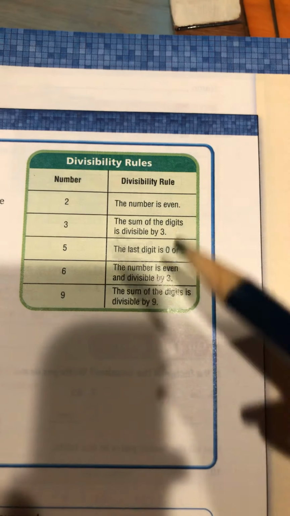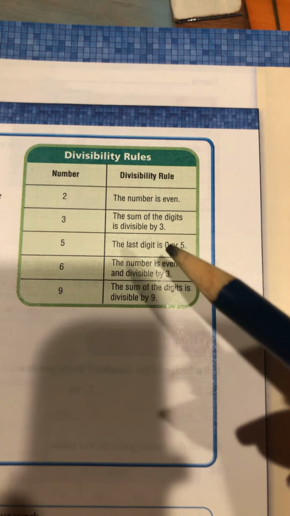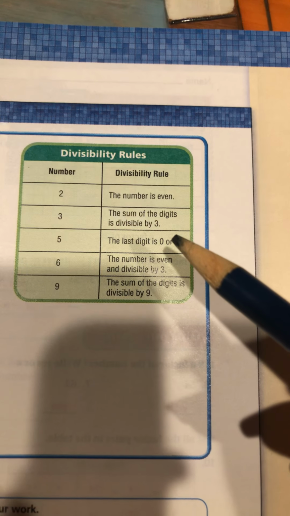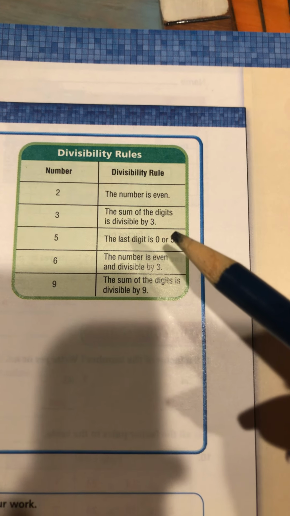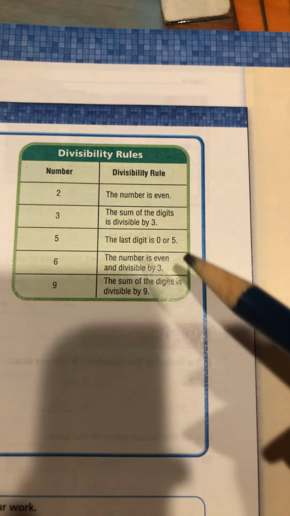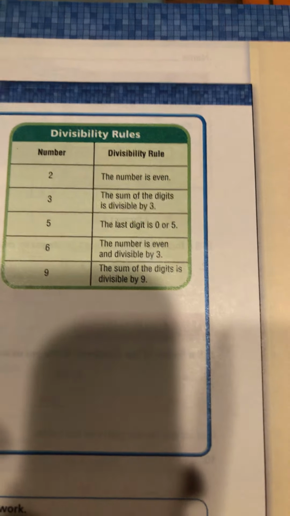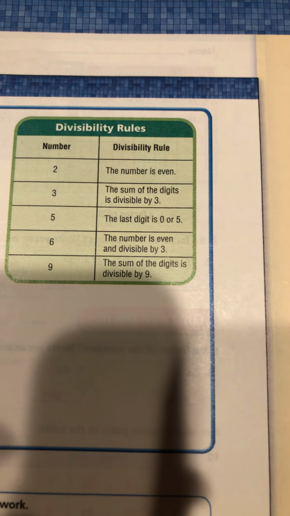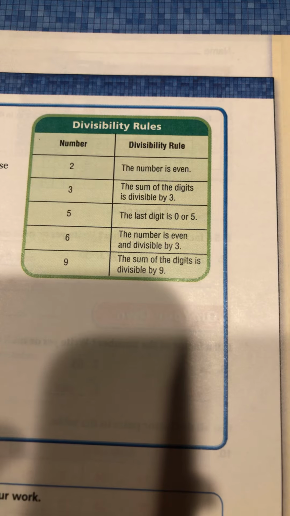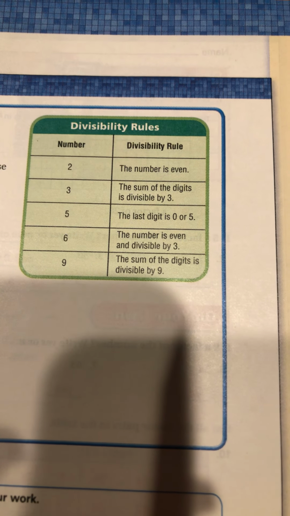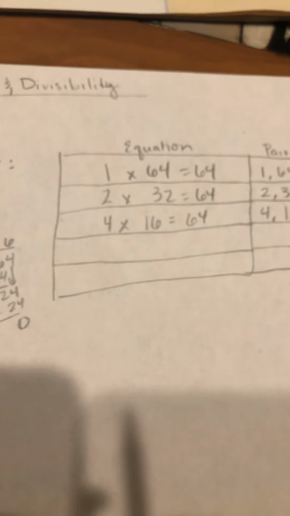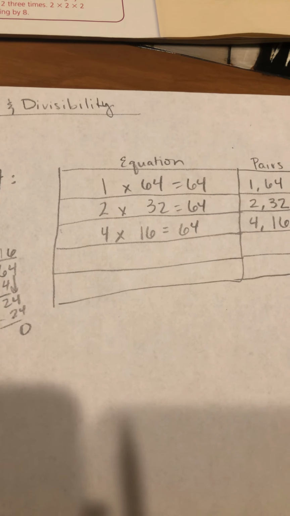Next thing for 64 I'm going to look at is 5. So my product needs to have the last digit be a 0 or a 5. And 64, is the last digit, that 4, a 0 or a 5? No, so I know that I can't do that. Next one is a divisibility rule for 6. So there's 2 parts. The number needs to be even and divisible by 3. So is my number even? Yes, 64 is even. Is it divisible by 3? Well, if I look back here, I already figured out that it was not divisible by 3. So I know that 64 cannot be divisible by 6.